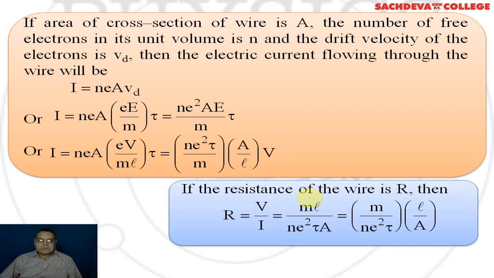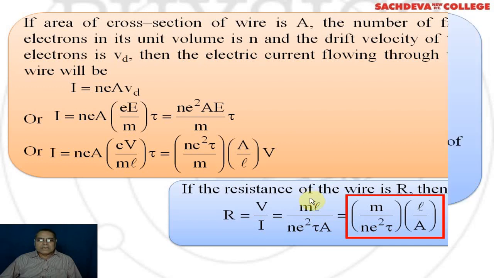If the resistance of the wire is R, then according to Ohm's law, R = V over I. For voltage and current, we put in the values: voltage remains as it is, and for current we substitute ne²τ over m multiplied by A over L into V. So the net expression becomes R = m over ne²τ into L over A.